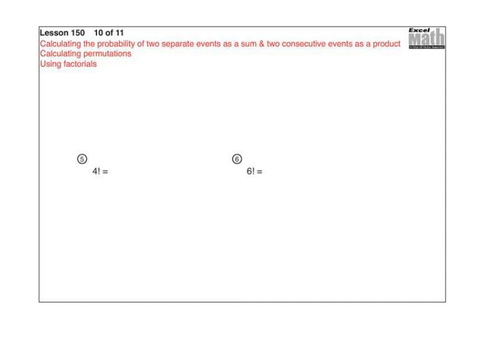Okay, help me out here now. So 4!, what am I going to write for the problem? 4 times 3 times 2 times 1. Good. 4 times 3 is 12, times 2 is 24, times 1 is 24. So the answer to this one's 24. Hopefully you got that one right.